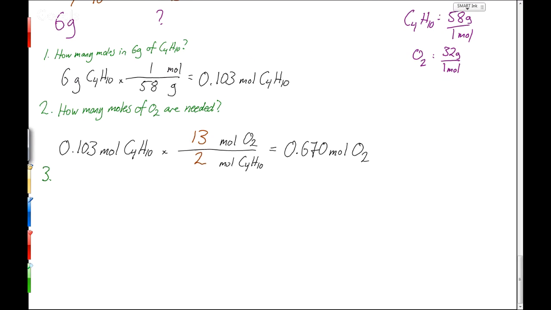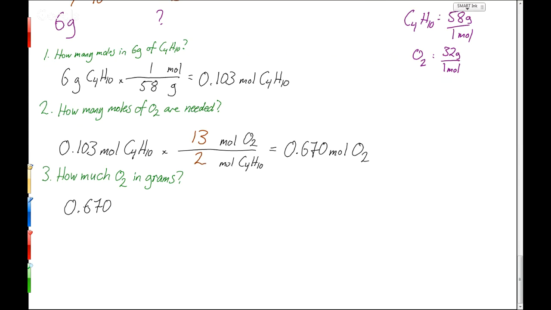So the third question is, how much oxygen is that in grams? So the final step is to convert moles of oxygen to grams of oxygen. Is that where you use the 6.02? No, we're never going to use that number because we're not going to actually count the individual ones. We're always just going from moles to grams.